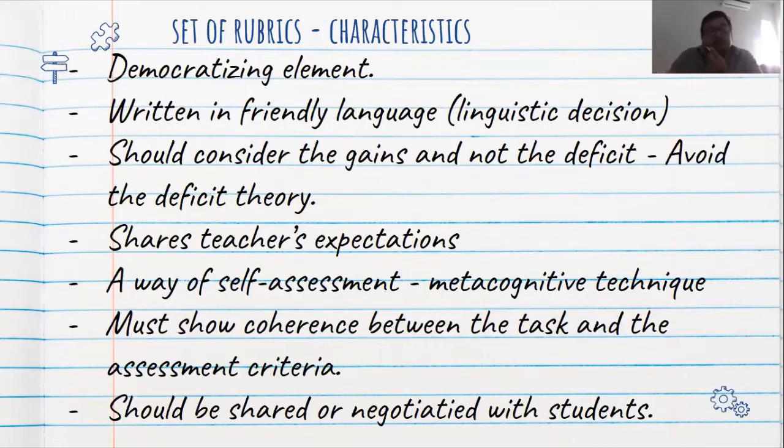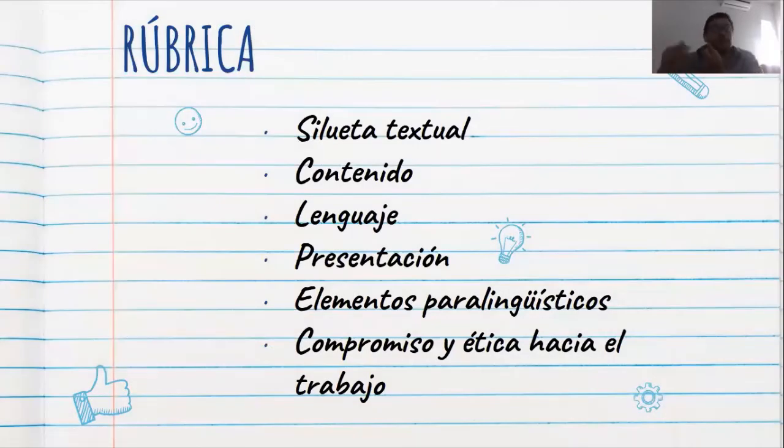And of course, we consider that we must show coherence between the task and the assessment criteria. And last but not least, we consider that rubrics should be shared or negotiated with our students. Of course, at the beginning of the year, we can present to our students an already prepared rubric. But then, as the year goes on, we can adapt a rubric or even create a new one with our students.